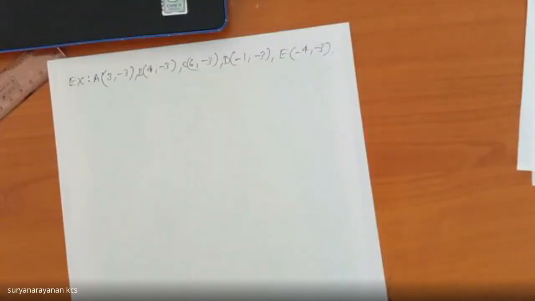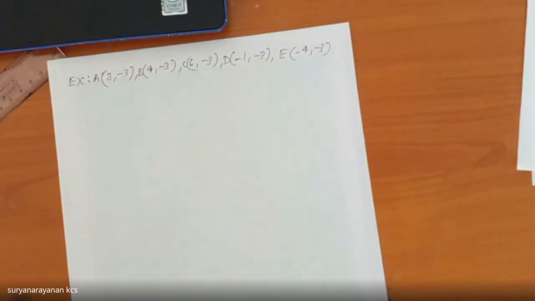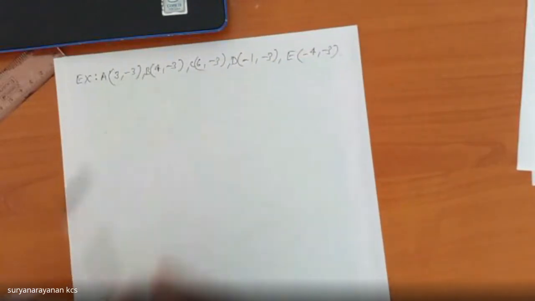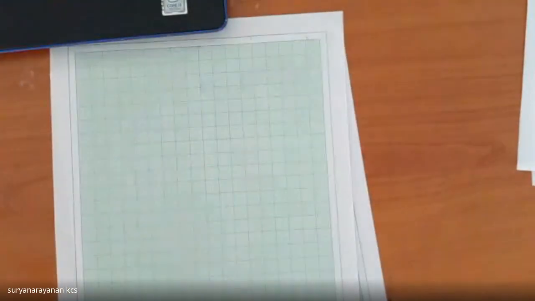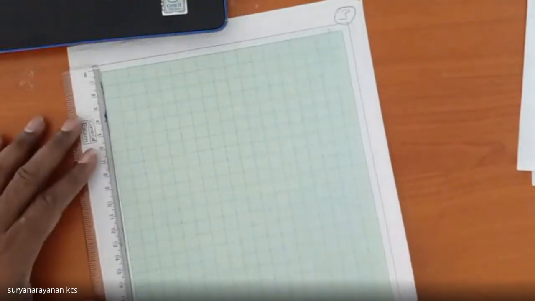What is -3 here in these ordered pairs? Sir, in y-axis. Y coordinate, not y-axis. Don't say y-axis. It is the y coordinate. In all these points, the y coordinate is the same, that is -3. Let us plot all these points and join them. Then let us see what line we get here.